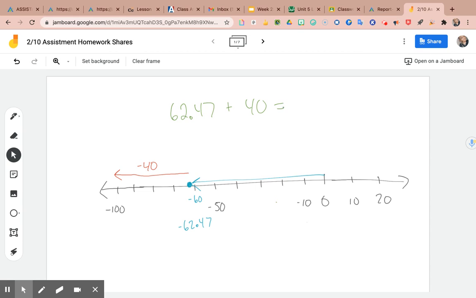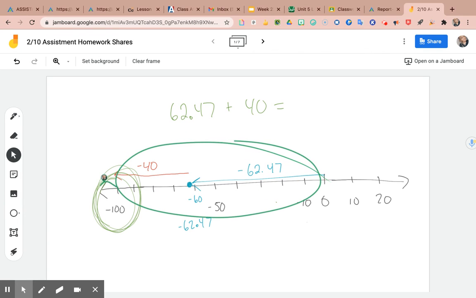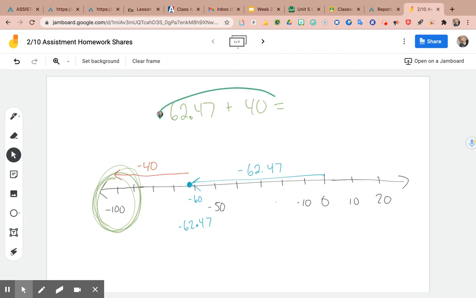I'm going to add them together, and I know I'm going to be over here on the negative side because I have negative 62.47 and I'm adding negative 40. So I'm going to put them together, and I'm going to be really far on the negative side. So you're going to add them together like you normally do, but it's going to have a negative in front of it because we're on the negative side. So add those together, $62.47 plus $40, and your answer should have a negative sign in front of it.